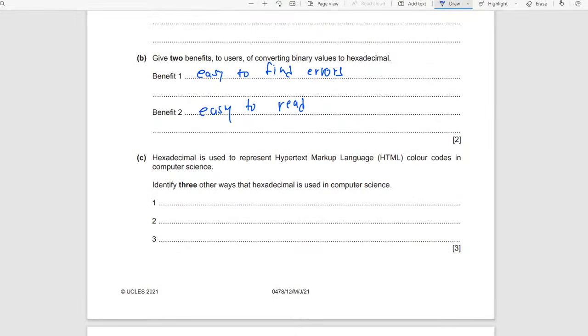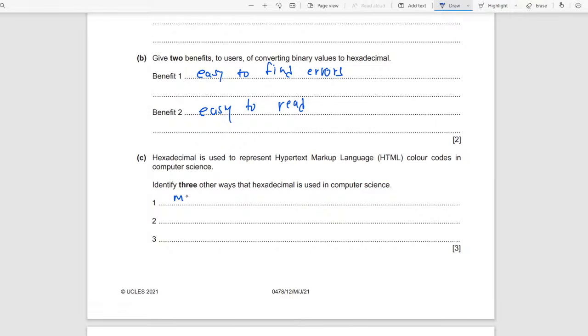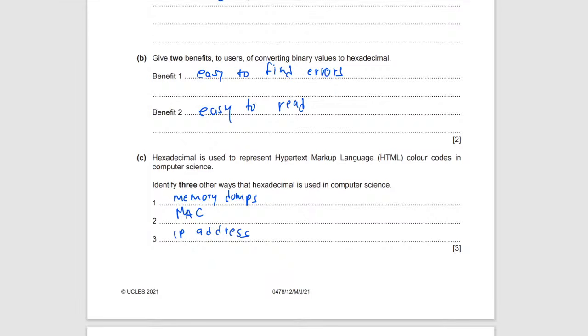Hexadecimal is used to represent hypertext markup language, which is basically HTML, color codes in computer science. Identify 3 other ways that hexadecimal can be used. This is just basic stuff. So you can write memory dumps. You can write this HTML here, done. We can write MAC address. Okay, it's used in a MAC address, and you can also say it's used in IP addresses. Not all IP addresses, actually. There's 2 types of IP addresses. Right now I can't recall it, but there's a static IP address where actually it uses binary. So there's a difference. Okay, but I think you can write IP address.